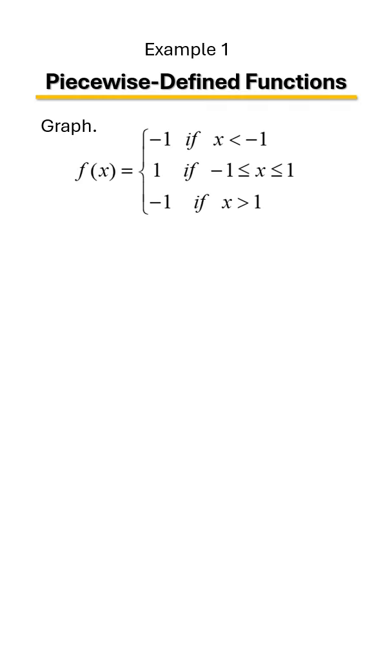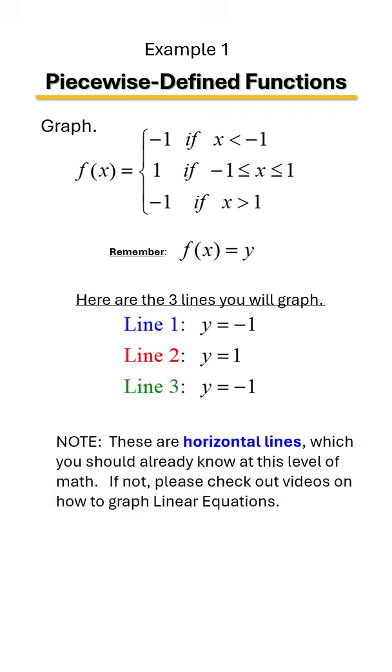This piecewise-defined function has three pieces to it. So you're going to be graphing three lines here. You should remember that f of x is the same thing as y. So our three lines are going to be y equals -1, y equals 1, and the other one y equals -1. So all three lines are what we consider horizontal lines.